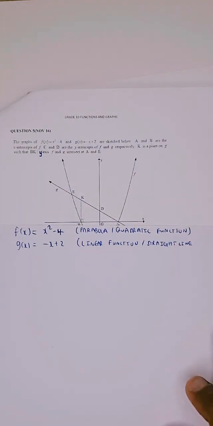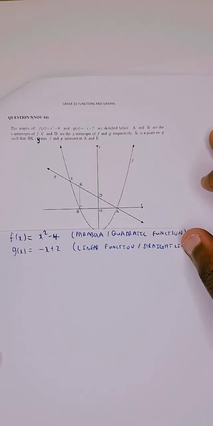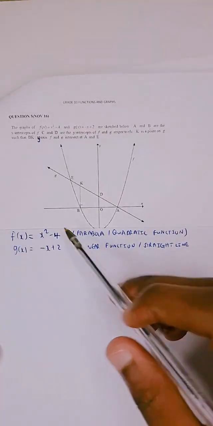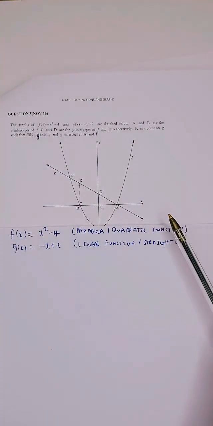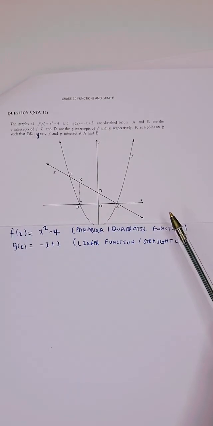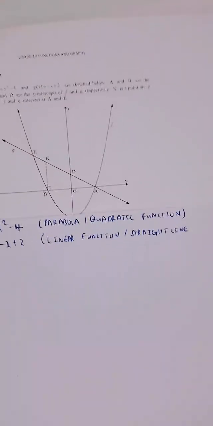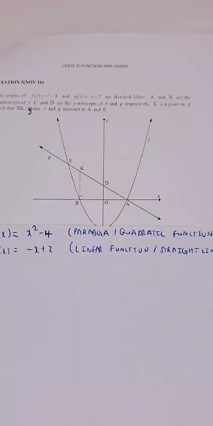So hopefully we know the properties that relate to these functions, because obviously knowing what type of function this is is the first step, but then knowing the properties and the different characteristics of each is very important. So that's what we have here in the diagram. The graphs of f of x is equal to x squared minus 4 and g of x is equal to negative x plus 2 relate to these functions that we have here before us. We are told that these functions are sketched below.